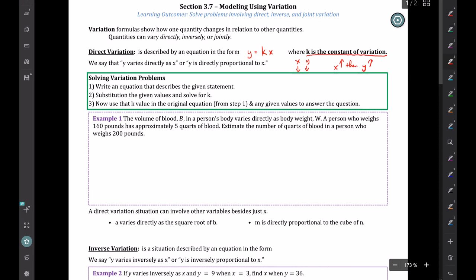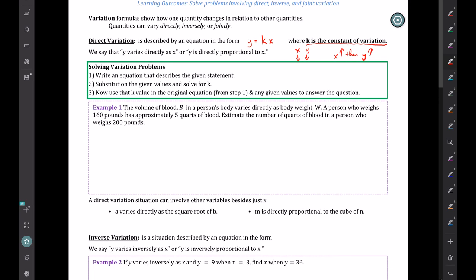Okay, so this is the easiest type of variation problem. It's called direct variation. And in any variation problem, you should always do the same thing. Write an equation that describes the given statement, and then substitute any values that are given to you to find k, the constant of variation, and then use that value k to solve any other questions that we might have.